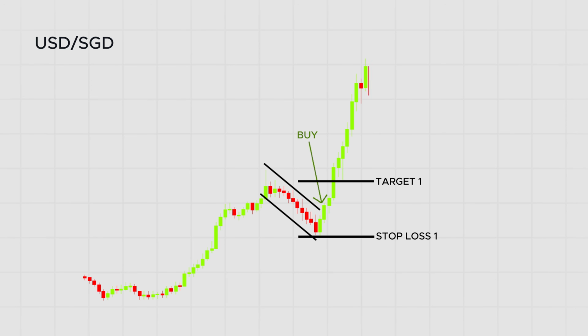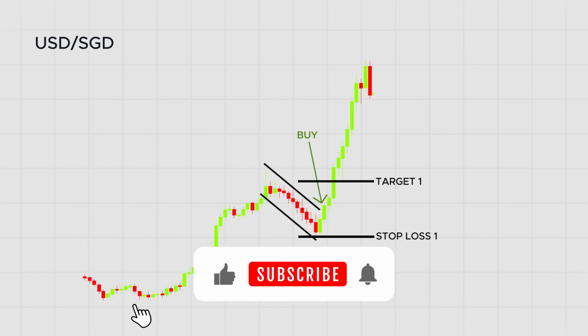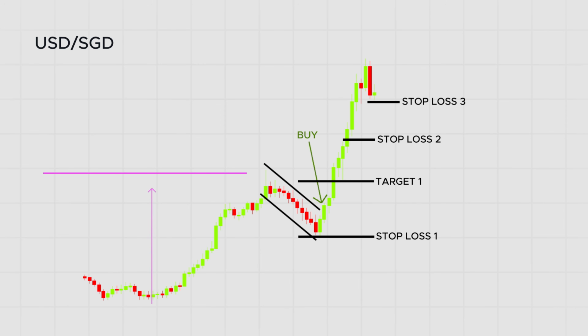So on this chart, you're going to notice two other stop loss orders marked as stop loss 2 and stop loss 3. In addition, we measured the size of both the flag and the flagpole. So when you apply these measurements to the chart from the breakout point, that's where you can see all this positioning. It's important to observe that both targets have been successfully reached. So after hitting each target, you should adjust your stop loss accordingly.